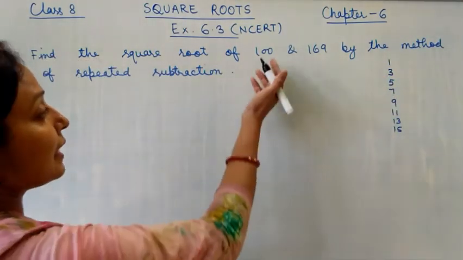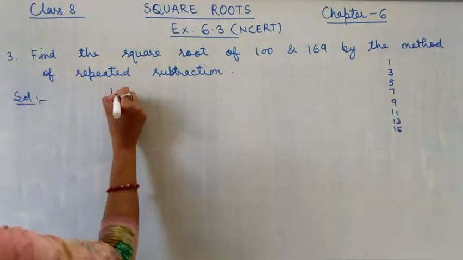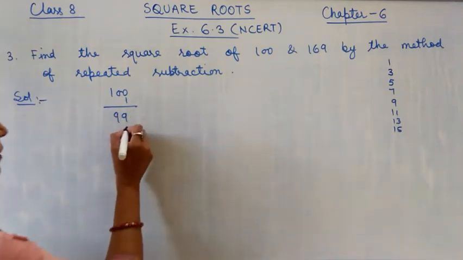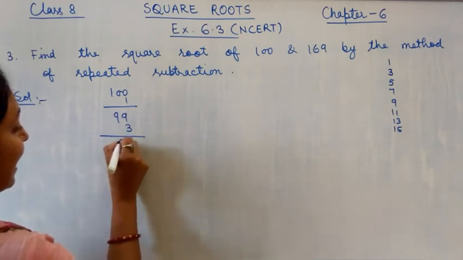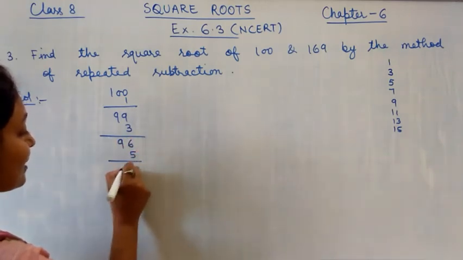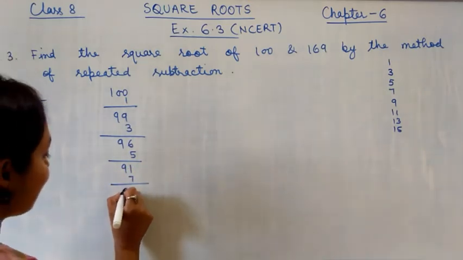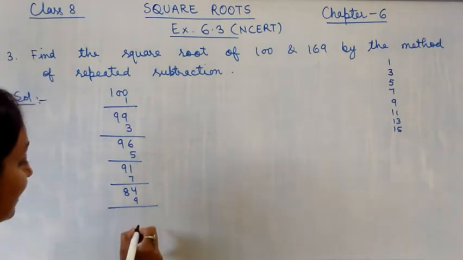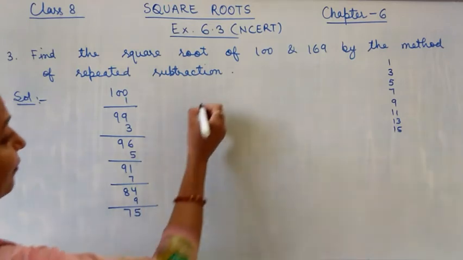So I will take 100. First of all, I will take the square root of 100. 100 minus 1 is 99. Then you have to subtract 3, that is 96. Then you have to subtract 5, that is 91. Then 7, that is 84. Then 9, that is 75.